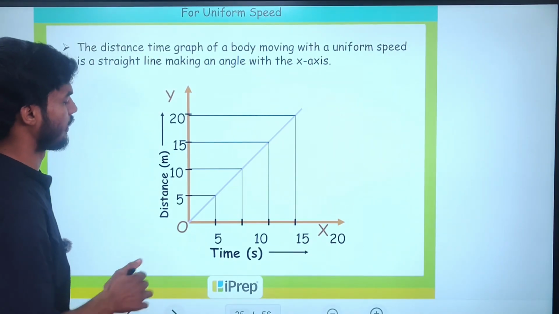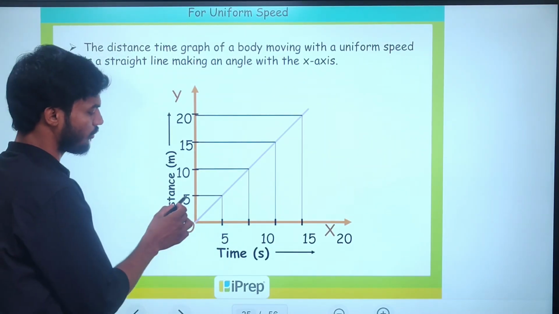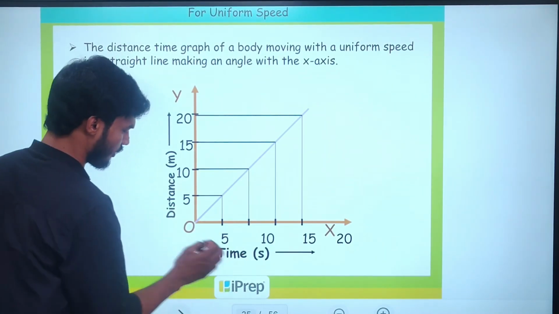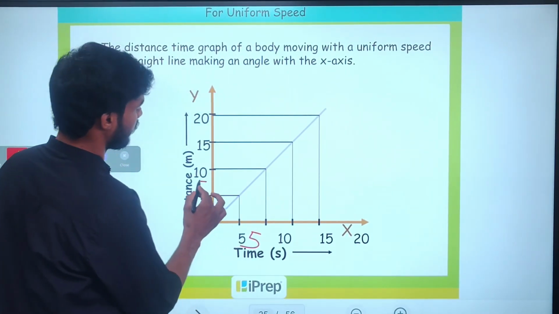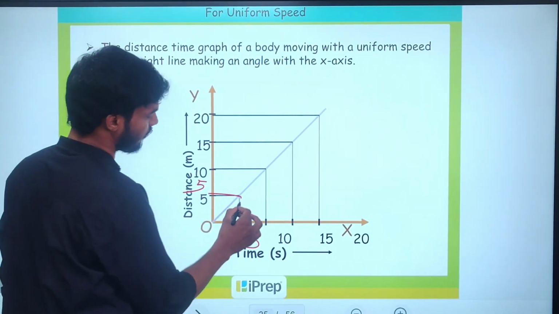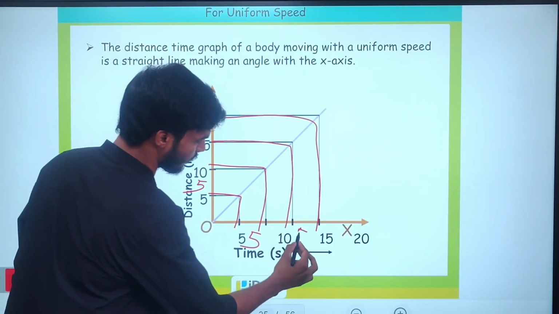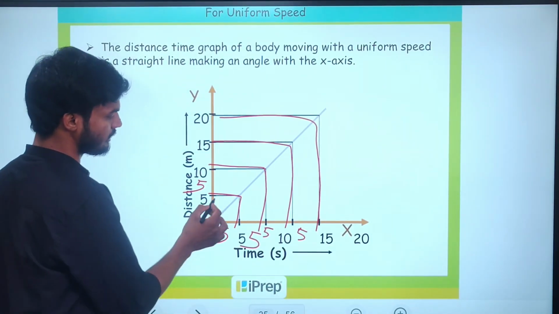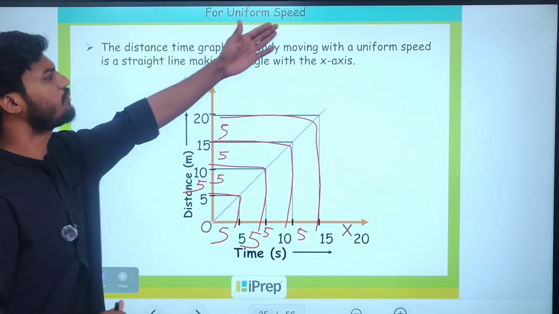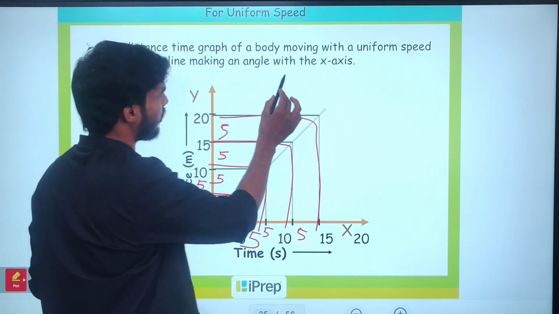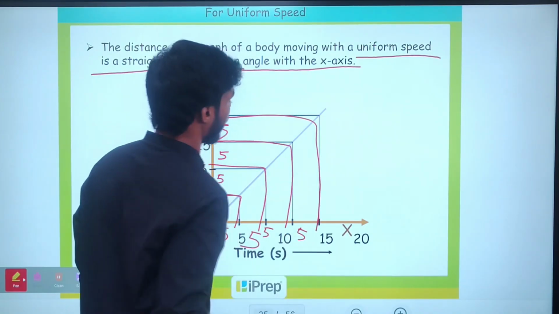For uniform speed, this is the graph of time in seconds. For 5 seconds, 5 meters, in the next 5 seconds, right? In the next 5 seconds it is traveling 5 more. Simply, in the same interval of time, the same distance takes place. Look here, the time is 5 seconds and the distance traveled is changing by 5. So a body with uniform speed makes a straight line at an angle with the x-axis.